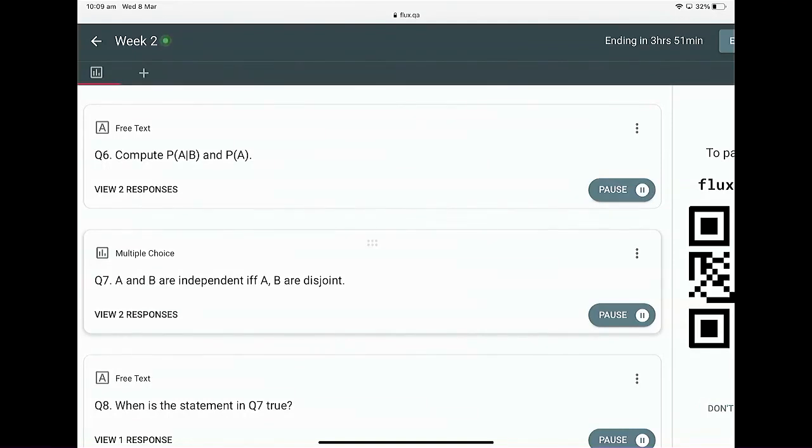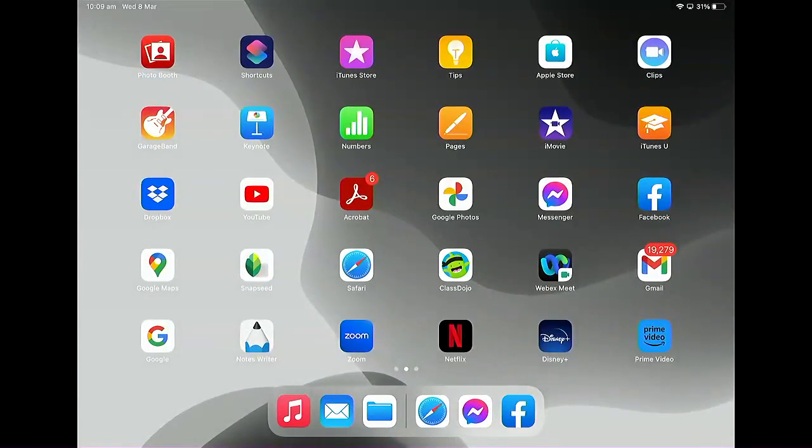What do you mean? Not for every case, yes. So then answer question 8. When is the statement in question 7 true? Yes. So we have the statement A and B.